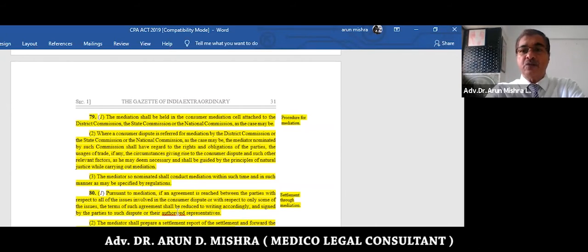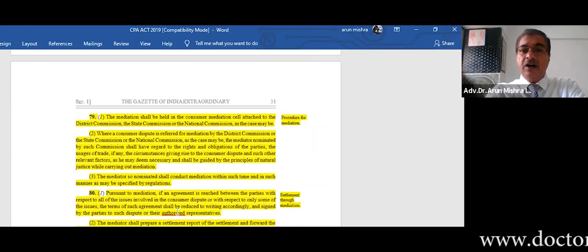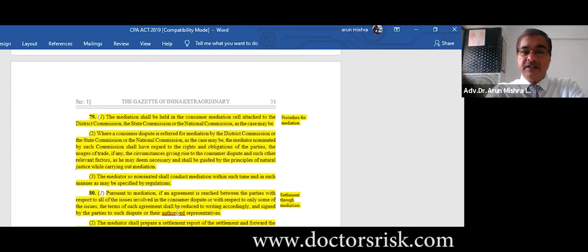Suppose there are two prayer clauses and one prayer clause gets settled. For the other prayer clause, the case will run. Or if both prayer clauses have been settled, then the matter is closed.